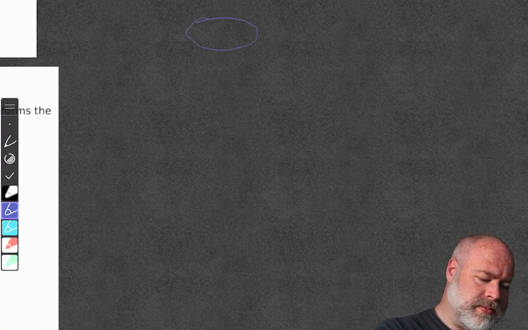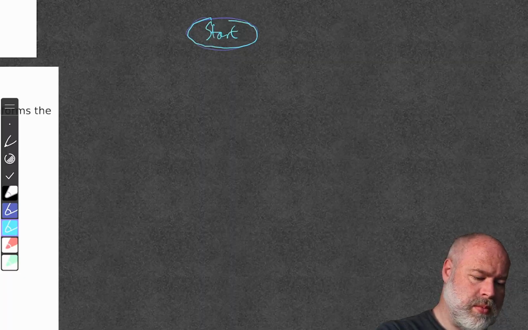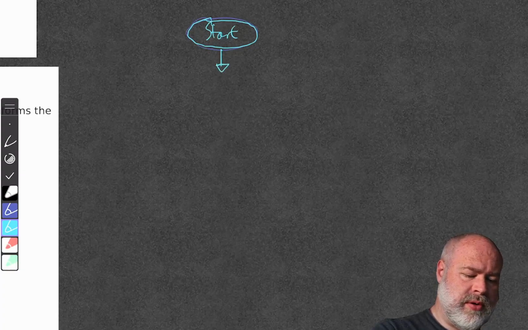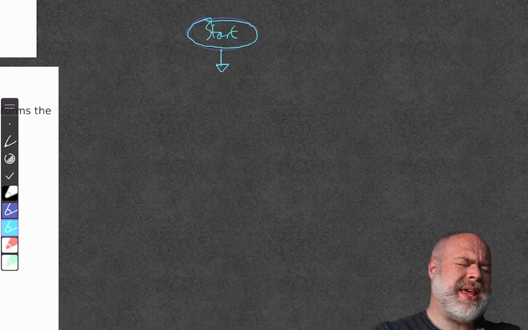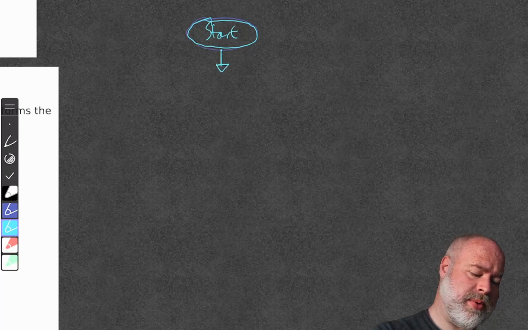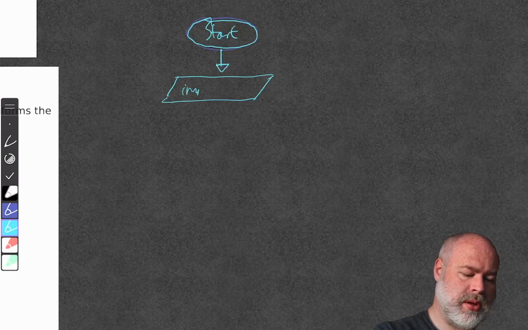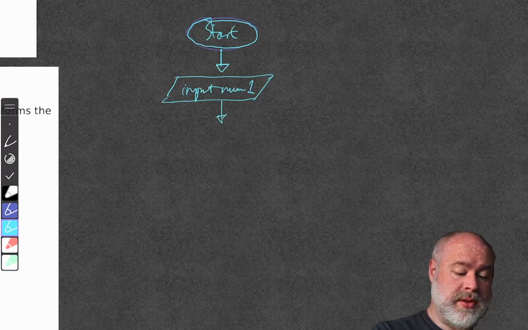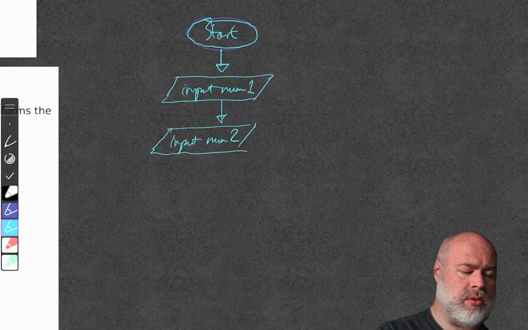We start. I'll use a different color actually. We start with that oval shape, the terminal. Then we have to have a flow arrow with the arrow head, and we need to have 2 things from the user, and that input box is a parallelogram. So I'm going to draw a parallelogram. Input number 1. Then we need another number from them. So I'm going to do exactly the same, but I'm going to call this input number 2.